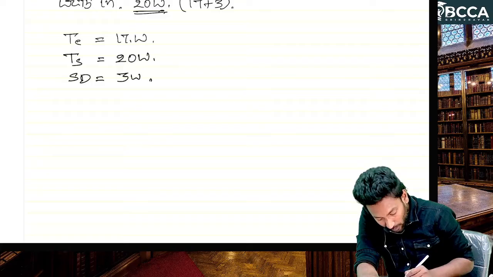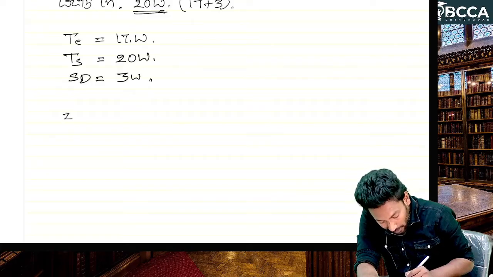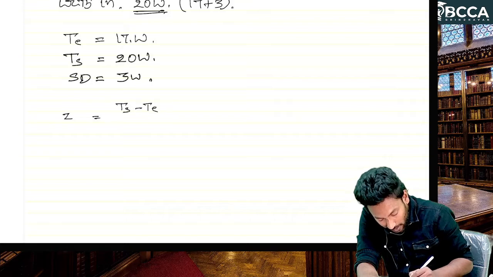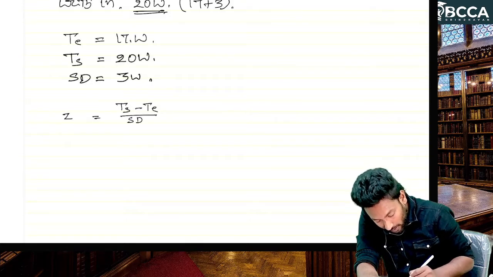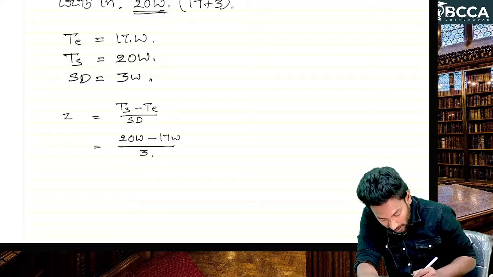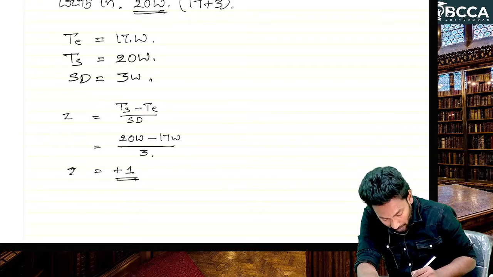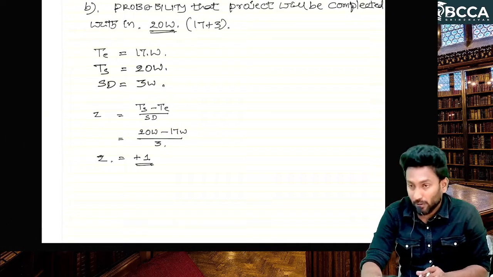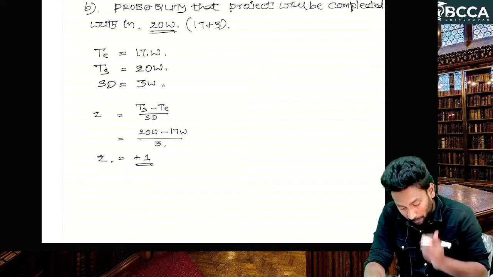So Z value, as they are asking for probability, Z value is equal to TS minus TE divided by standard deviation. So TS is 20 weeks, TE is 17 weeks, by 3 weeks standard deviation. That means in total again we got plus 1. Same as the previous question, but here we got plus 1.